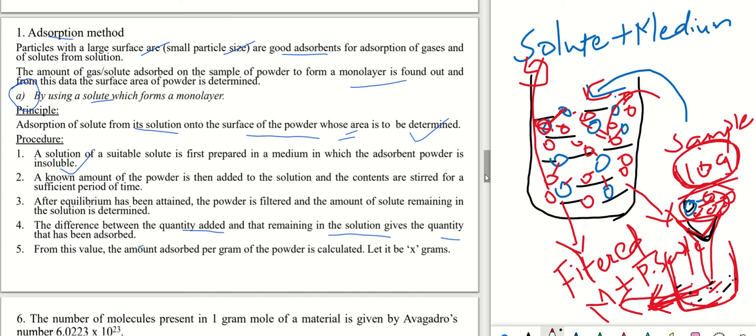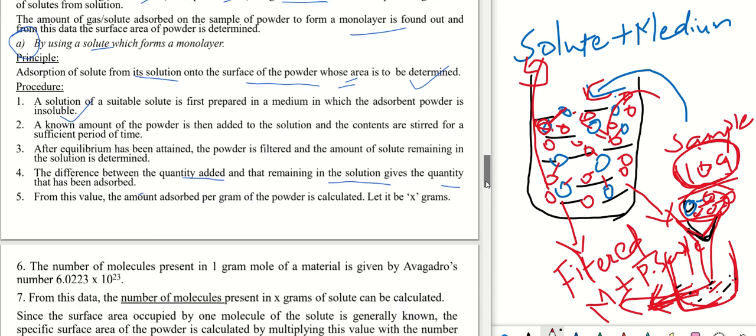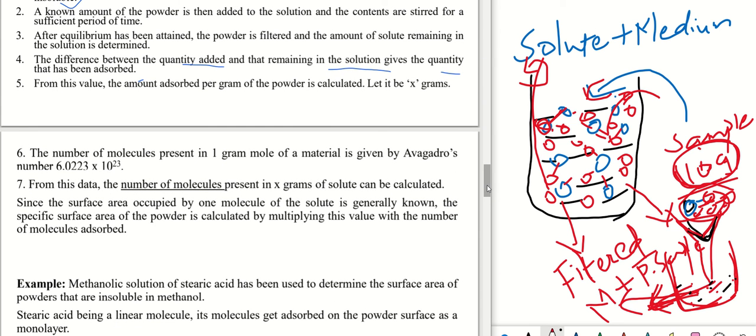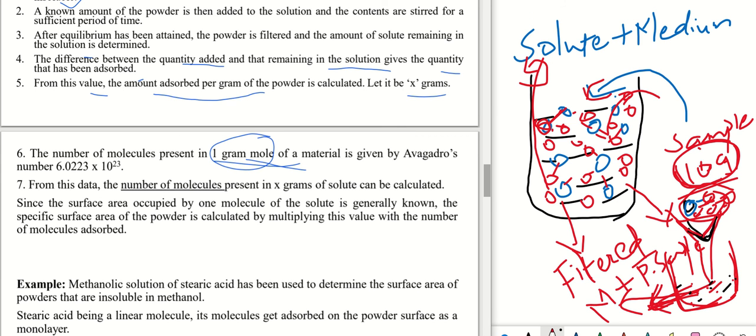Now how can we interpret the results from this data? Let's see. From this difference value, the amount adsorbed per gram of powder is calculated. Let it be x grams. We already know that the number of molecules present in 1 gram mole of a substance is given by Avogadro's number.